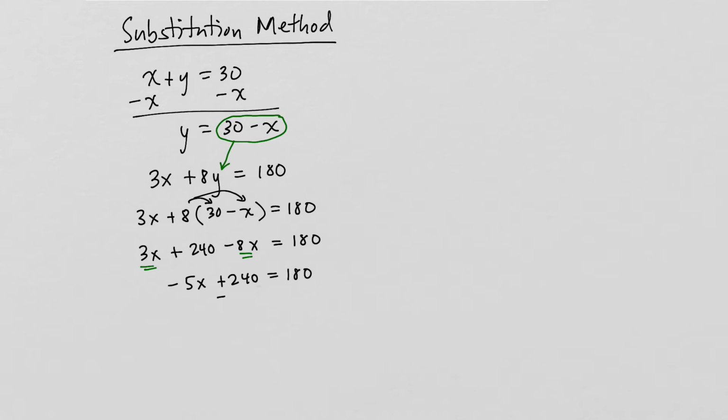And from here, subtracting 240 gives us negative 5x is equal to negative 60. And finally, dividing by negative 5, we end up with x is equal to 12.